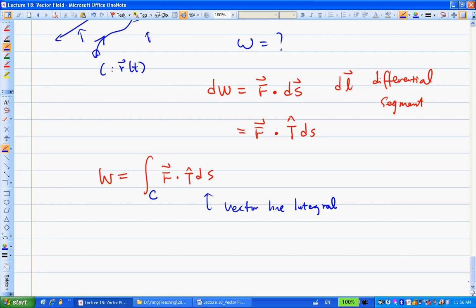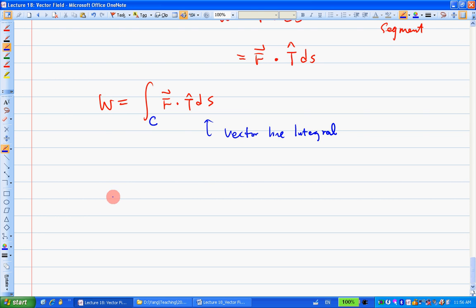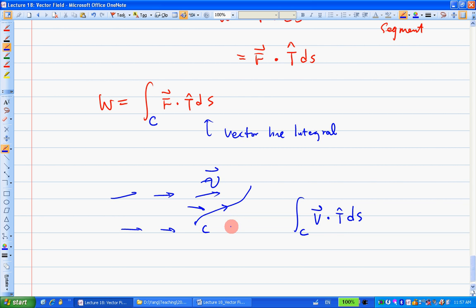So now we want to calculate, let's say you have a velocity flow of fluids, and then you have a certain curve. Let's use a v here, representing velocity. So we want to calculate the vector integral, basically v dot t hat ds over this C here. This calculation is a vector line integral, the same as the one before.